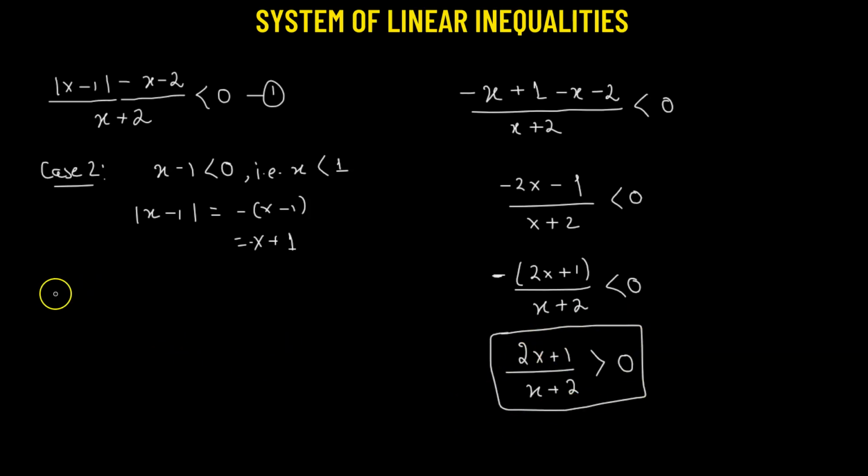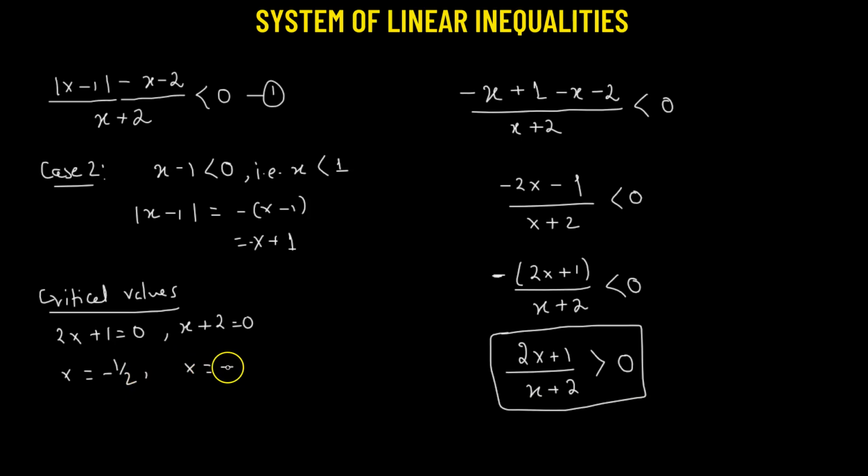So for that, what we need is some critical values. Critical values are defined as those values of x for which the numerator goes to 0 as well as the denominator also goes to 0. So we have x equals negative half and x equals negative 2.